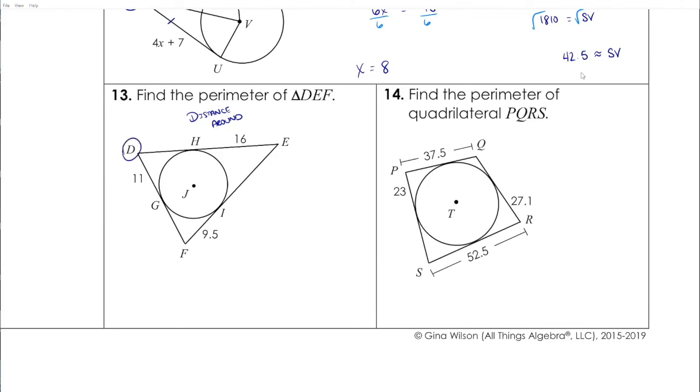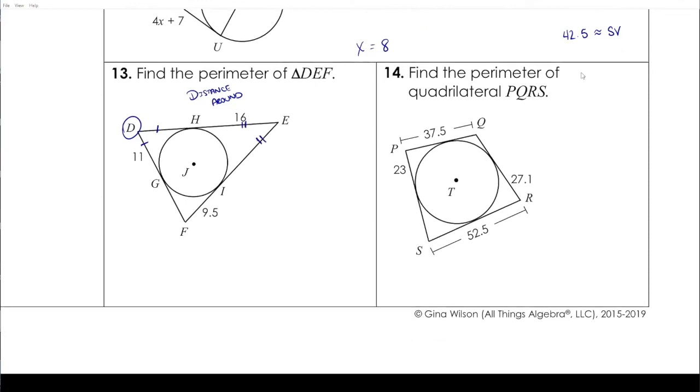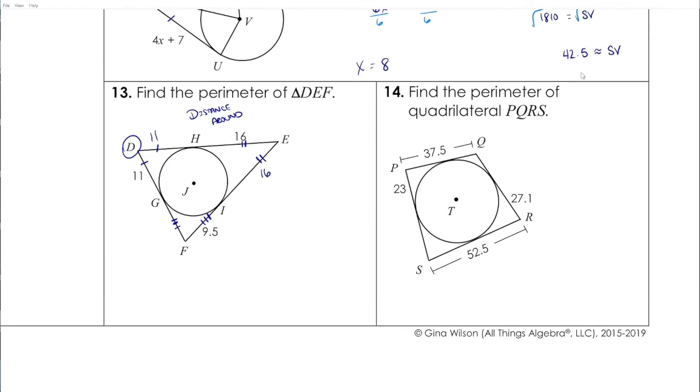Okay, so D is our common external point. So we know that DG and DH are congruent. Same thing for EH and EI, because Bingo was his name-o. And then FG and FI. All of those are going to be congruent because of our first tangent property. If two tangent lines share the same external point, they have to be congruent. So this line is 11. This line is 16. And our bottom line is 9.5.